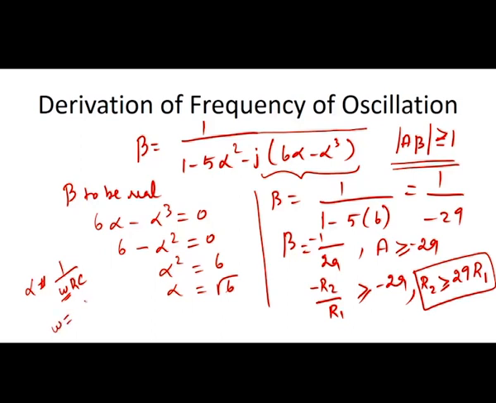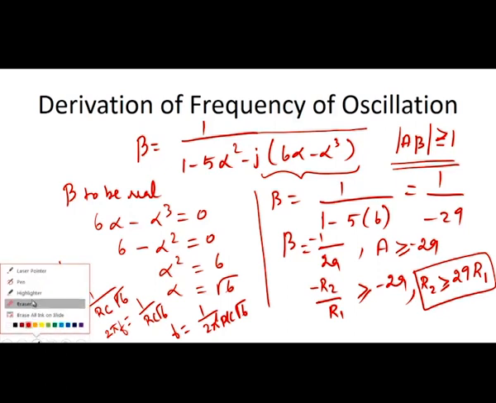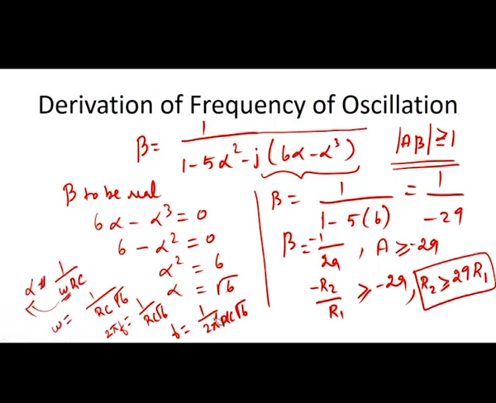Omega is equal to 1 by RC, alpha is actually root 6. And what is omega? Omega is 2 pi f, which is equal to 1 by RC root 6. So, f is equal to 1 by 2 pi RC root 6. This is the frequency of oscillation for the RC phase shift oscillator.